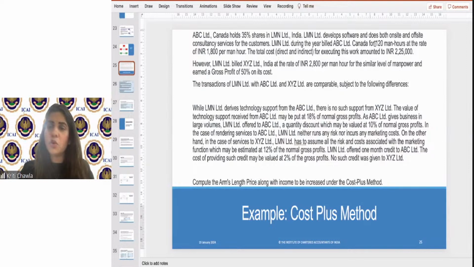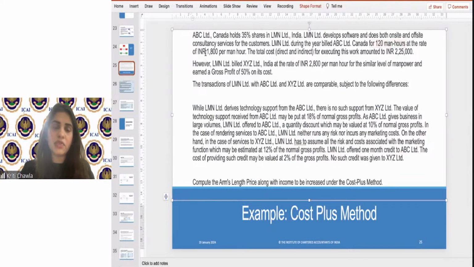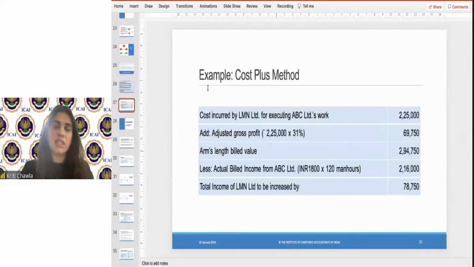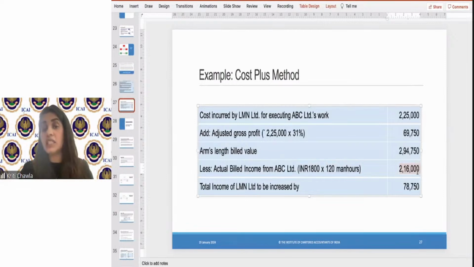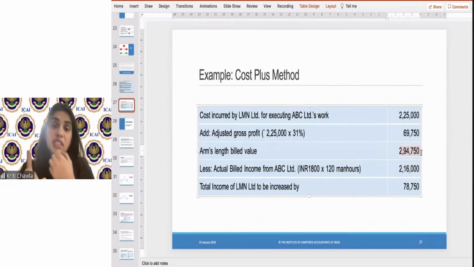We have billed them 120 man hours at the rate of 1,800 per man hour. So that basically means that we have billed them 120 into 1,800, which is 2,16,000 rupees. But what is the ALP that we should have billed them? Well, we should have billed them 2,94,750 rupees. So that basically means that adjustment will be required for 78,750 rupees out here.